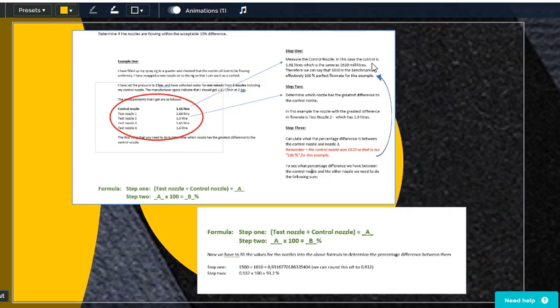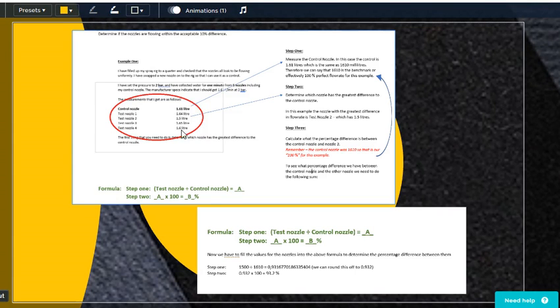In this case the control nozzle is 1.6 liters, or 1.61 liters, sorry, which is 1,610 milliliters. Therefore we can say that 1,610 is the benchmark, or effectively 100% of a perfect flow rate for this example. So when we speak about 100% in this particular example, we are referring to 1,610 milliliters. Anything over that will be over 100%, and anything under that will be under 100%.